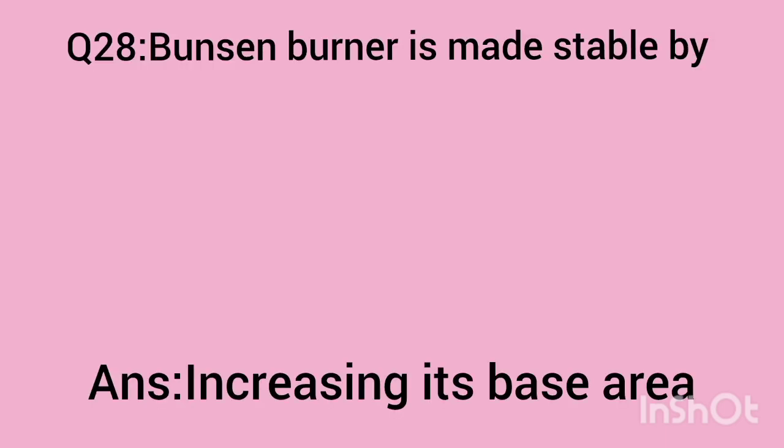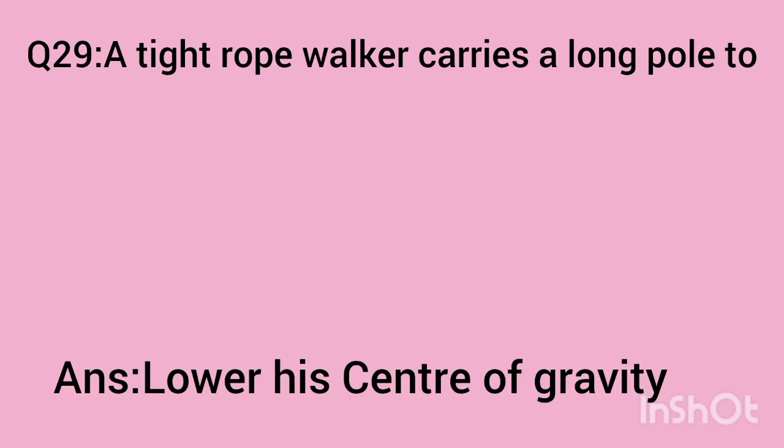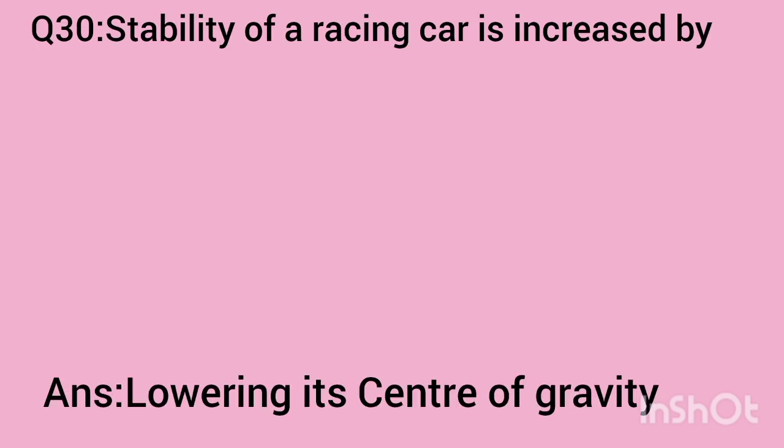Question number 28. A Bunsen burner is made stable by, answer: increasing its base area. Question number 29. A tightrope walker carries a long pole to, answer: lower his center of gravity. Question number 30. Stability of a racing car is increased by, answer: lowering its center of gravity.